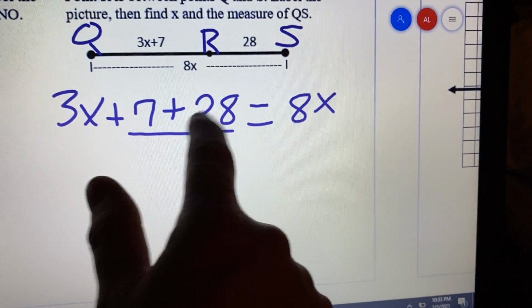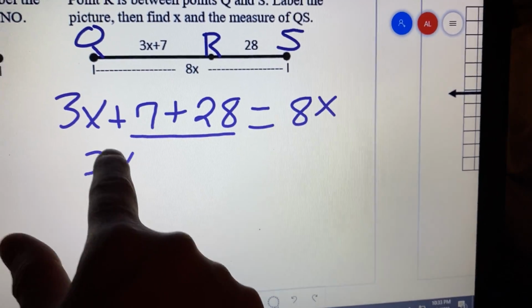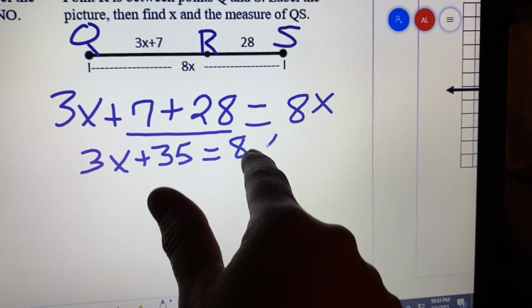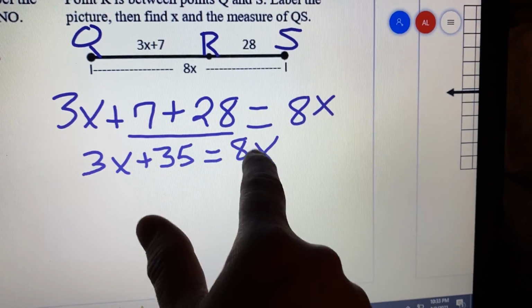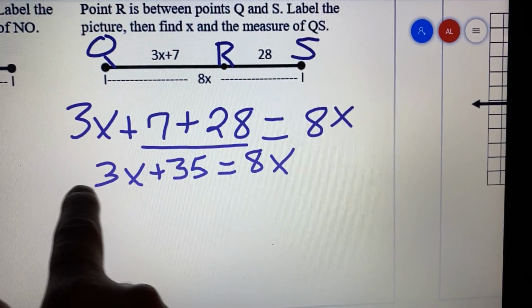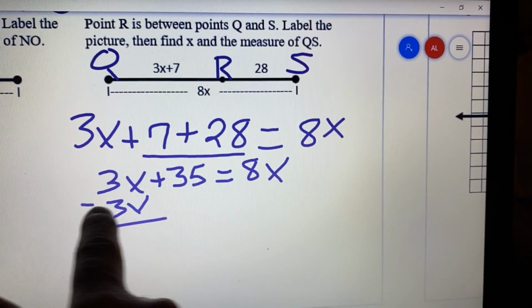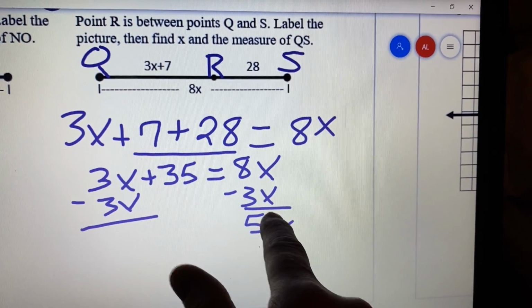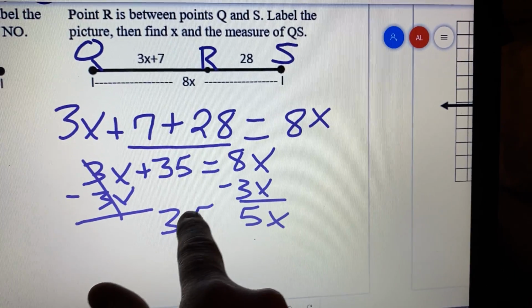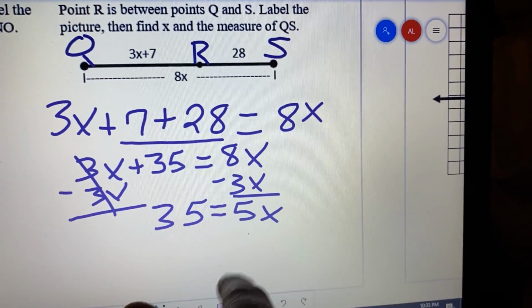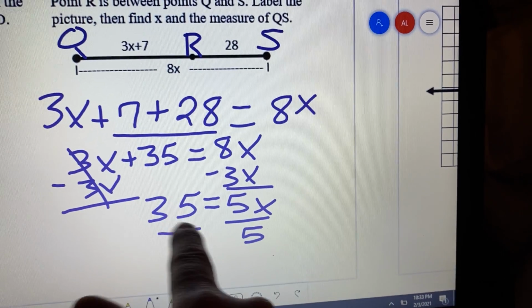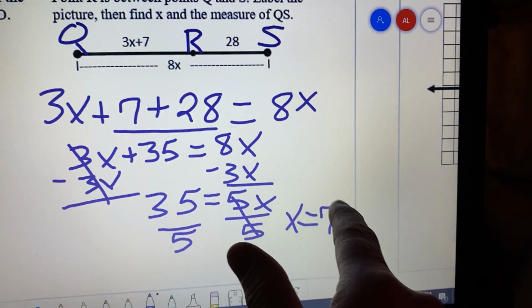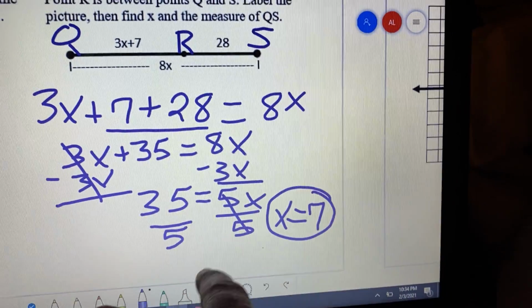So I can put 7 and 28 together. So we have 3x plus 35 equals 8x. And then we want to move our variables, get them together. So I'm going to subtract 3x. 8x minus 3x would be 5x. So we have 35 equals 5x. If it's beside, you divide. That'll cancel, and we get x equals 7. So that's half of our answer.